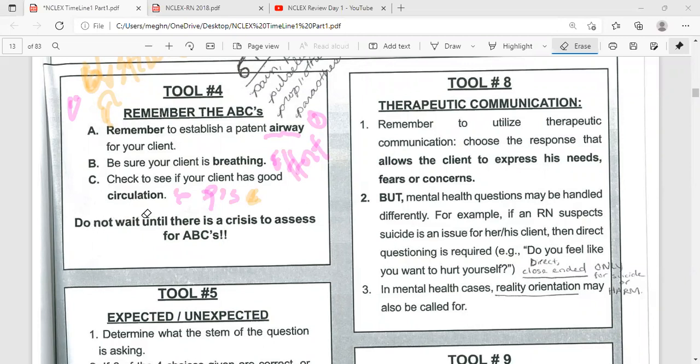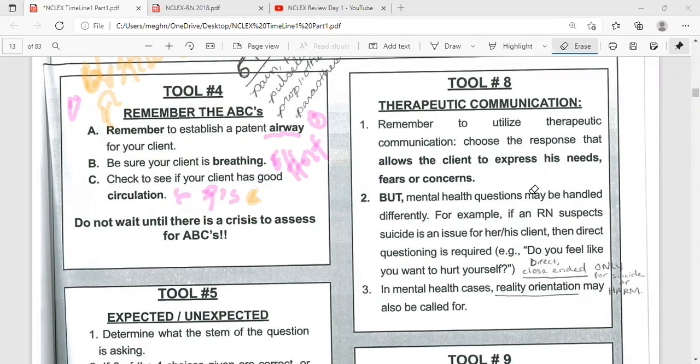Also, do not wait until there is a crisis to assess for ABC. So you need a few seconds to check the airway, to check the breathing, to check active bleeding, circulation, vital signs, or any other disabilities. Or you have to remove the patient from any kind of danger.